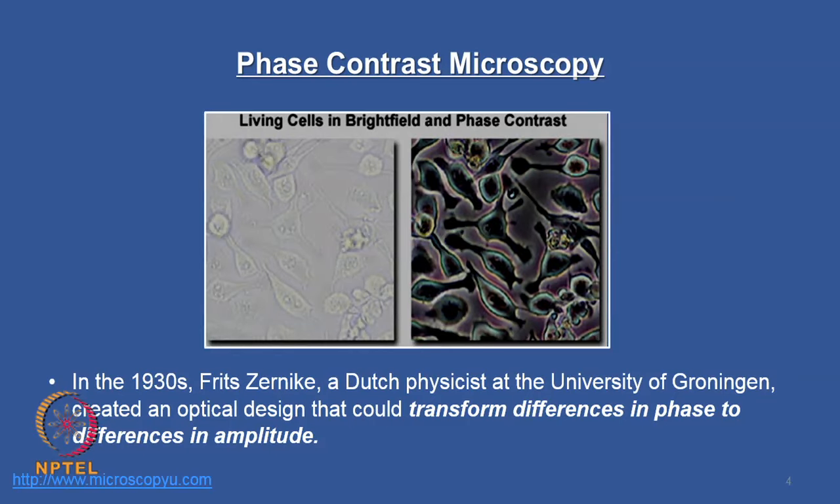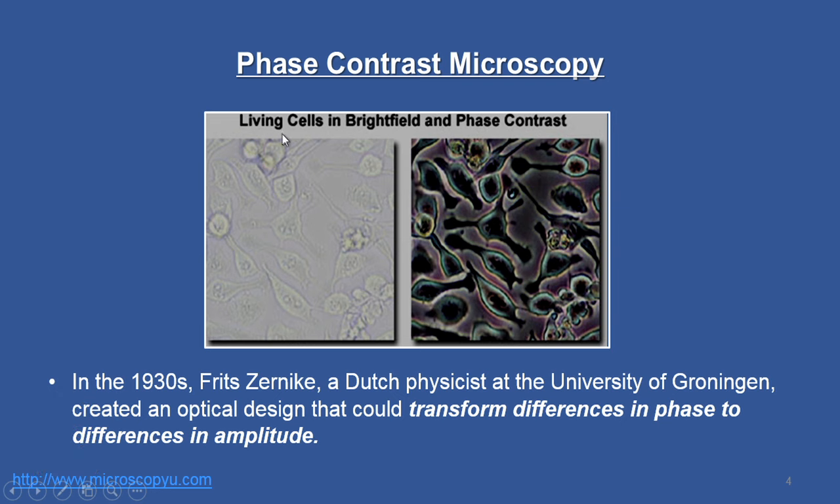So let me repeat. In bright field illumination, some of the samples do not exhibit enough contrast. However, the changes in the phase in the transmitted or reflected beams are manipulated by this phase contrast microscopy technique in order to obtain the fine details. So now let us see what the principles are. Let me begin with this slide.